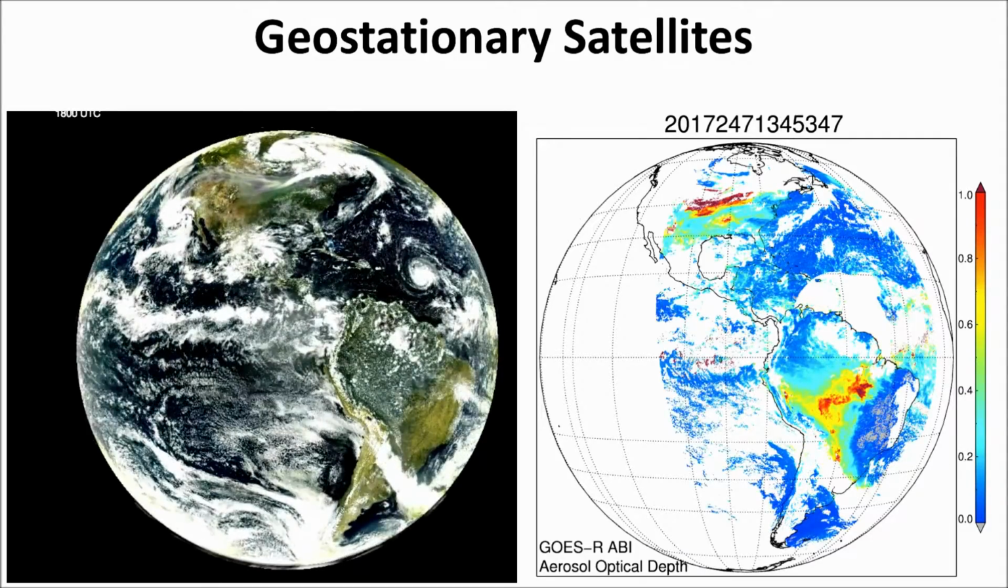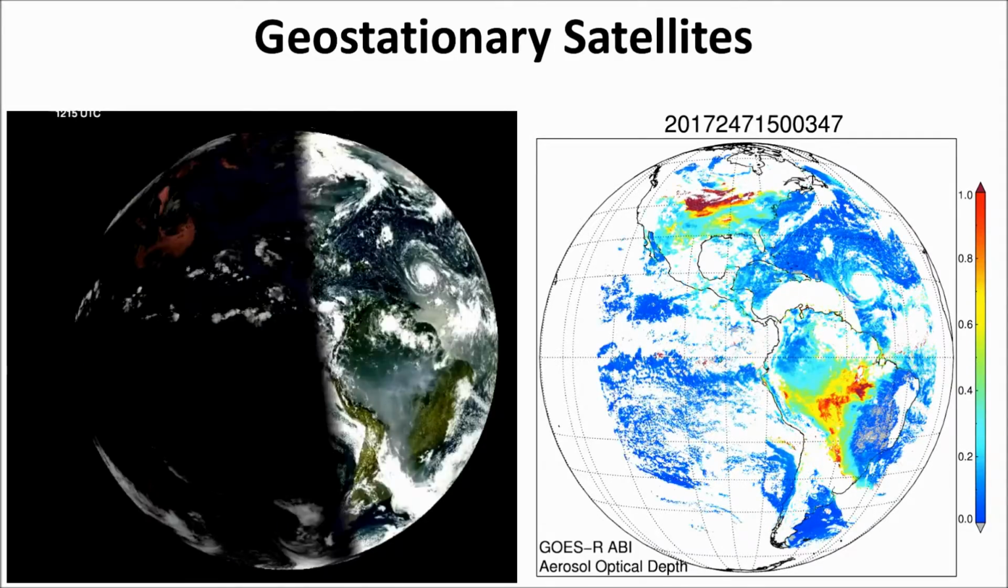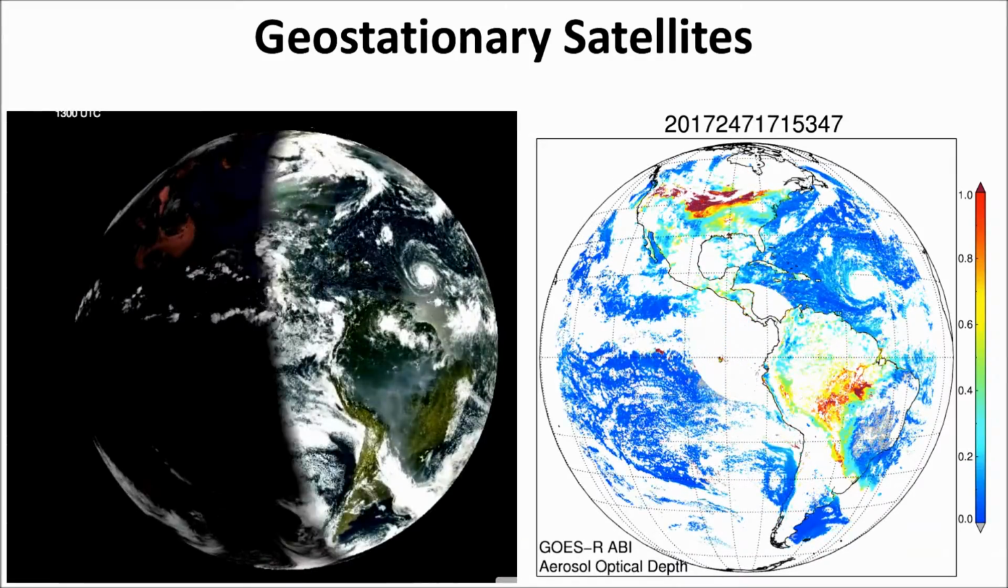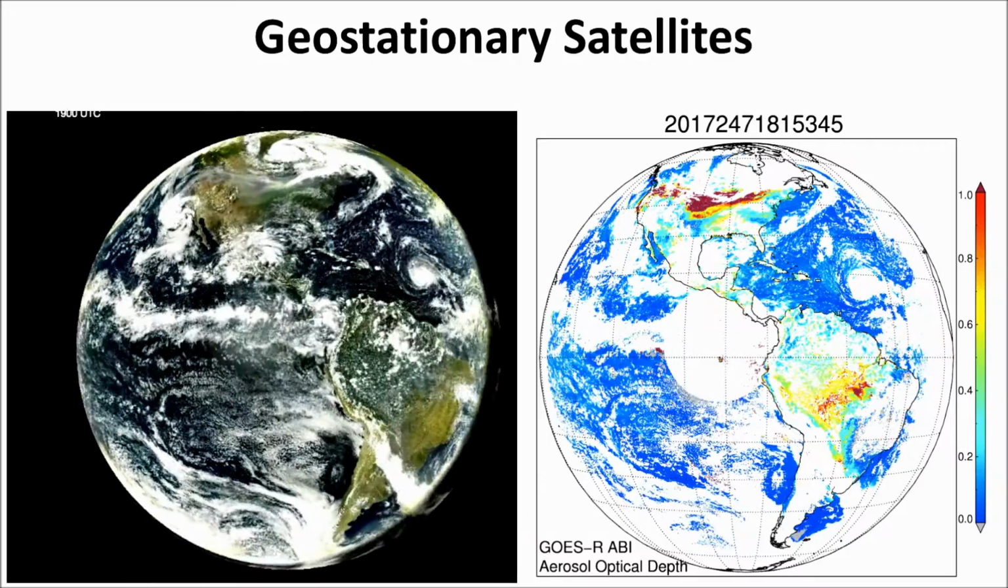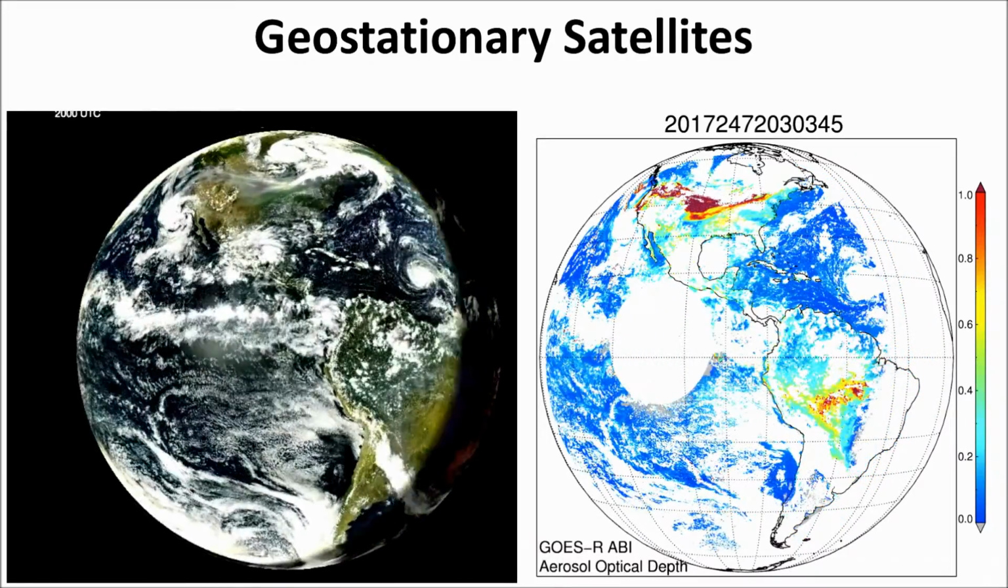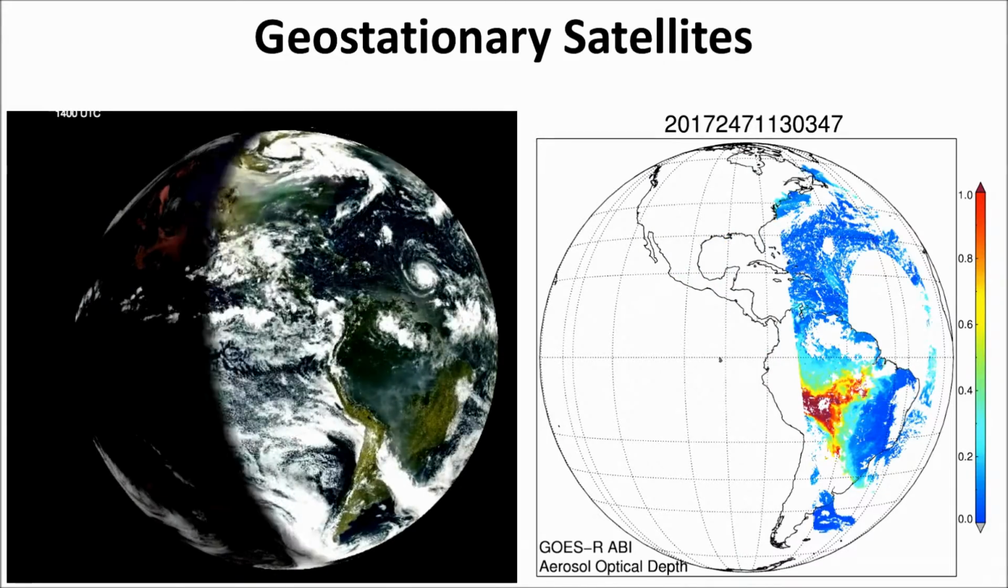Can anybody tell me why there is a big white hole in the middle of the right image? Sorry? Moon? Okay, anyone else?